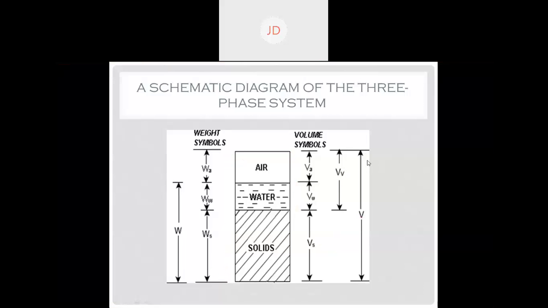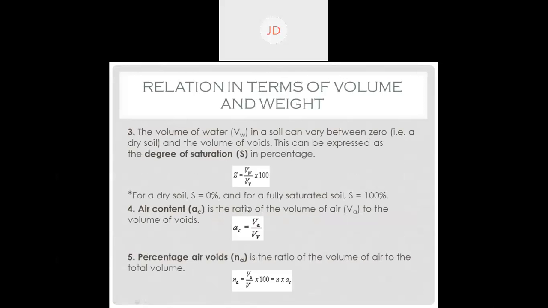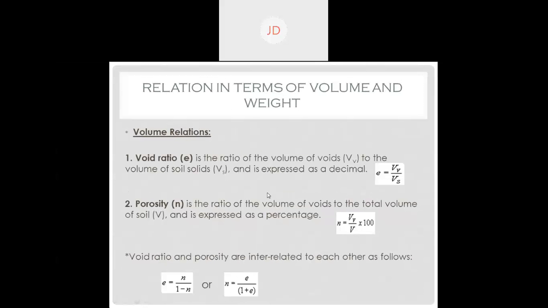I think you have got the basic idea about this phase diagram and these two parameters. In the next class we'll discuss these three also. Fine. So here I want to stop my class.